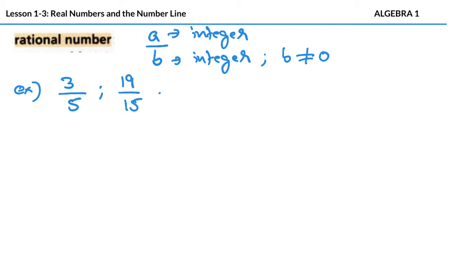What about 5? Is it a rational number? Yes, because I can write 5 as 5 over 1. It's the same thing. Now 5 is an integer, 1 is an integer, and the denominator is not equal to 0. So this is a rational number. So in terms of fractions, we know that this is a rational number.